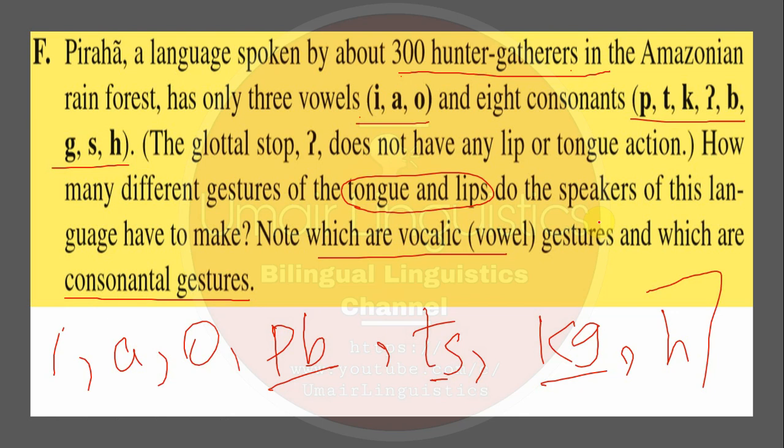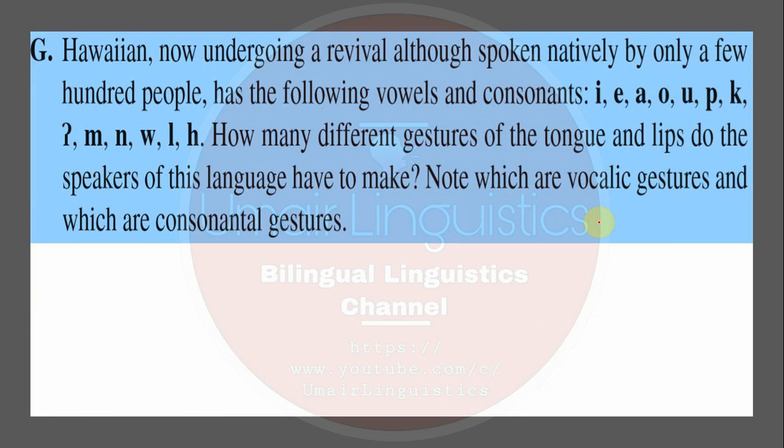Moving forward to the next question. This is once again a similar question. Hawaiian, now undergoing a revival, although spoken natively by only a few hundred people, has the following vowels and consonants: e, a, o, u, p, k, glottal stop, m, n, w, l, h. How many different gestures of tongue and lips do the speakers of this language have to make?